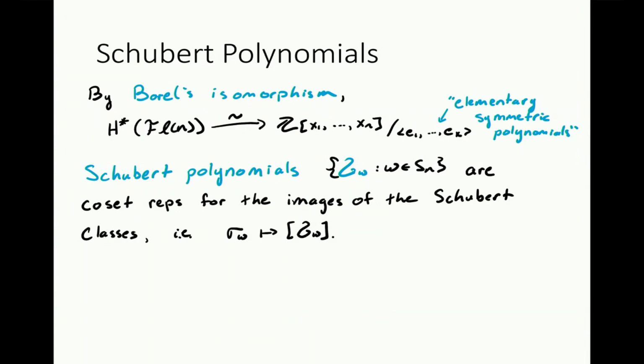So if you would rather work algebraically instead of in the cohomology ring, by Borel's isomorphism, we have this presentation of the cohomology of the complete flag variety as a quotient of a polynomial ring. So we just have a polynomial ring in n variables, and then we're quotienting out by the ideal generated by the non-constant elementary symmetric polynomials. Another way to think about this, with maybe too many generators, is that symmetric polynomials which have no constant term will generate this ideal.